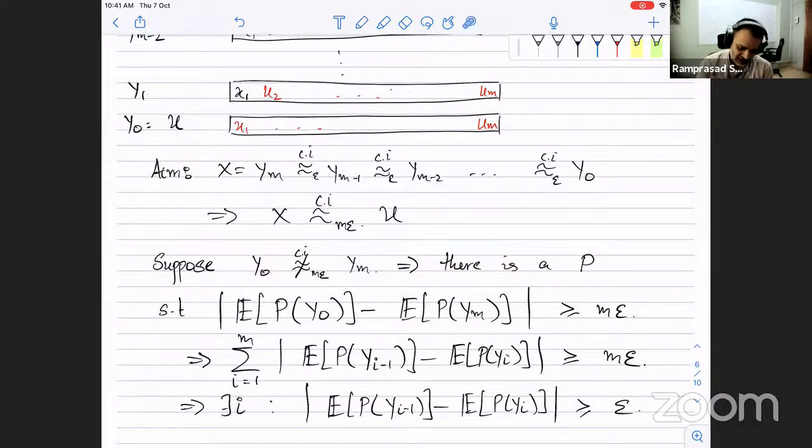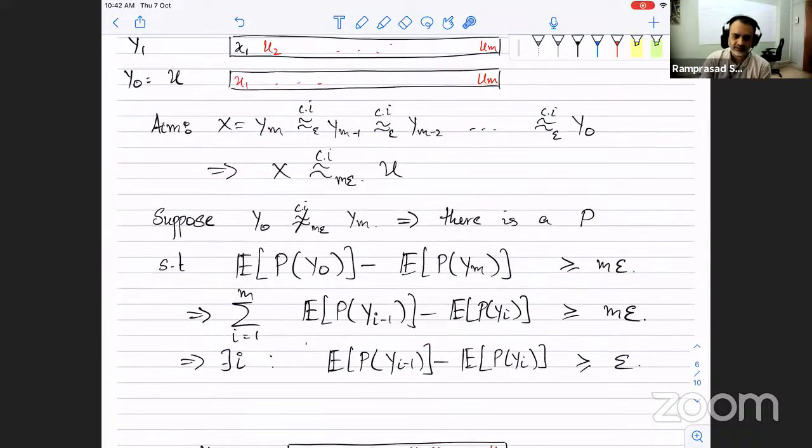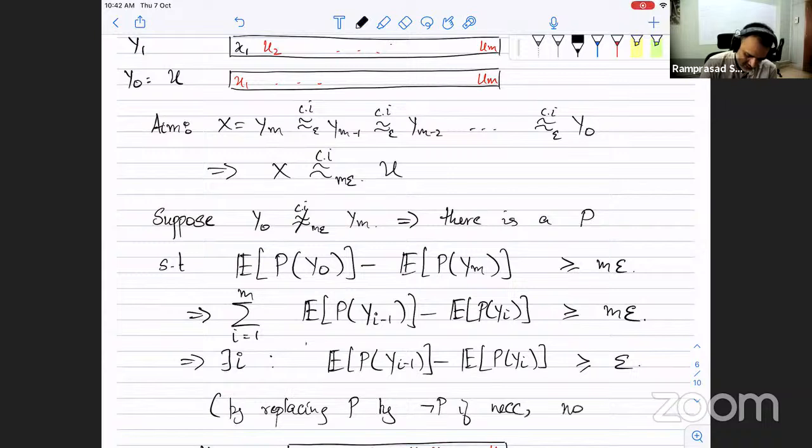Okay. Now, here's one small trick. If you want this to be true, where the difference is at least m epsilon, and you replace P by not P, note that the sign of the thing inside is going to swap. Whenever it was outputting 1, it's outputting 0, and vice versa. So I'm just going to hand wave a little bit and say that you might as well assume that there are no absolute values. You start off with a circuit such that P accepts y0 more frequently than it accepts ym. And now there must be some i such that it accepts yi minus 1 more frequently than it accepts yi. So, by replacing P by not P if necessary, no absolute values.